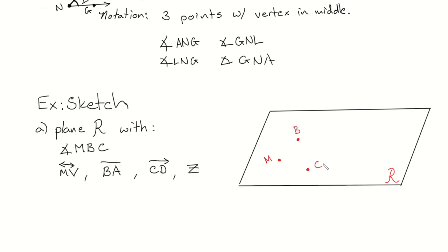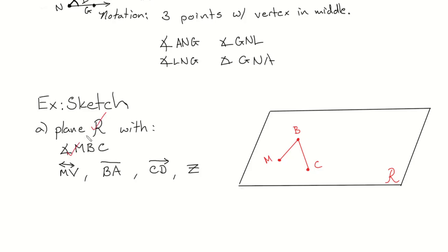So if I'm trying to draw angle MBC and I don't want anything additional, I'm going to go ahead and draw them like this. There's the angle that I'm talking about. This is angle MBC right here. Now, I've done it with segments, but did I specify that they had to be? No. I could have drawn a line coming out here, and that would have been completely fine. All right. So I've got plane R.